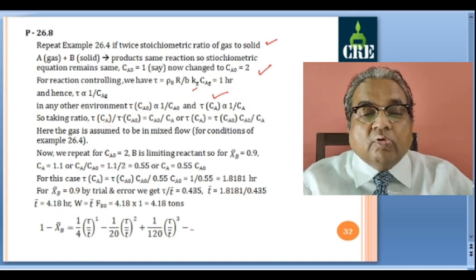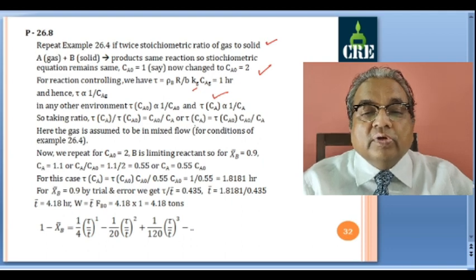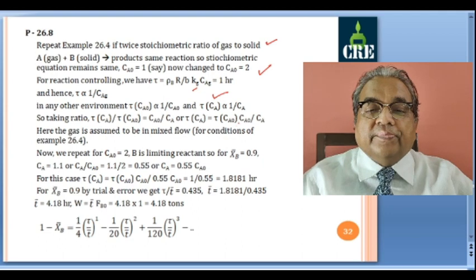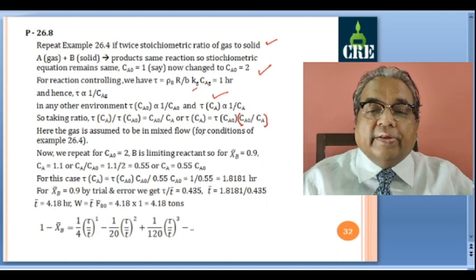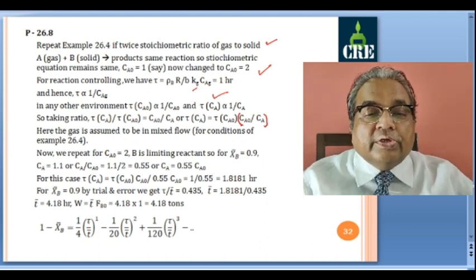So if you take this ratio, tau of Ca by tau of Ca0, that will be Ca0 by Ca, because this is inversely proportional to Ca0, inversely proportional to Ca. So tau of Ca by tau Ca0 will be Ca0 by Ca. So tau for Ca you can write as tau Ca0 into Ca0 by Ca. Okay, so you can put a bracket here. Here the gas is assumed to be in mixed flow.